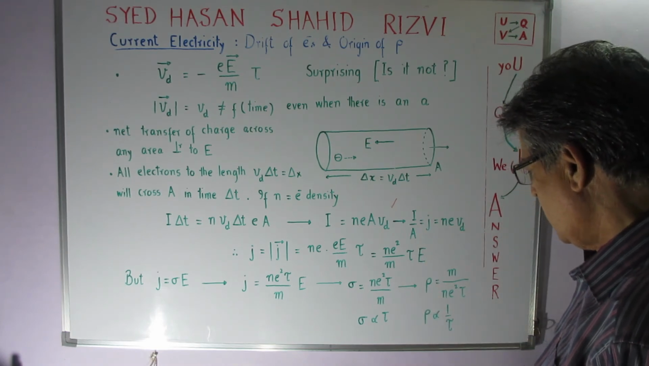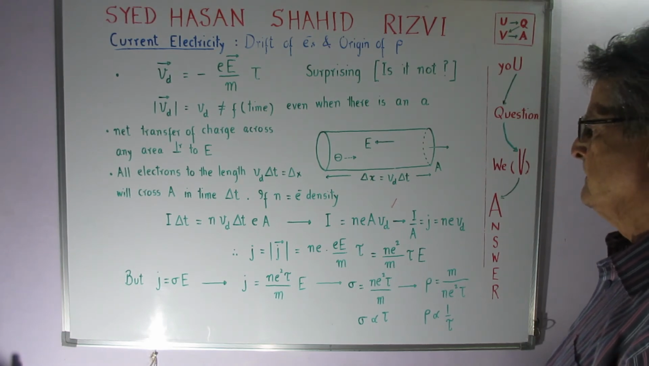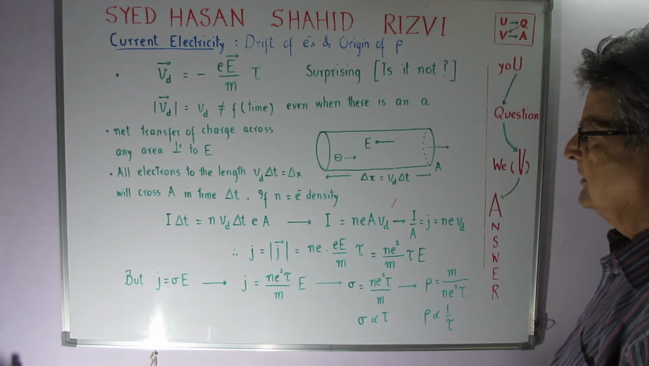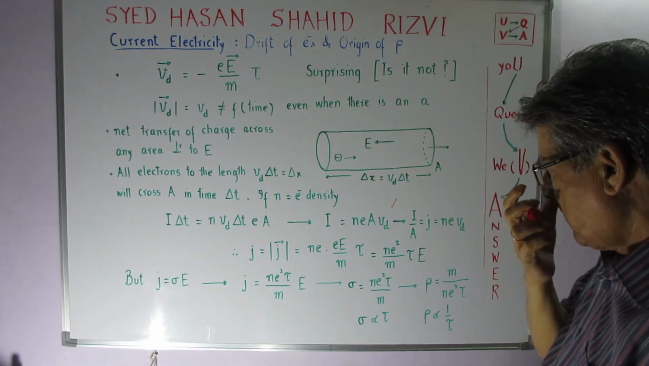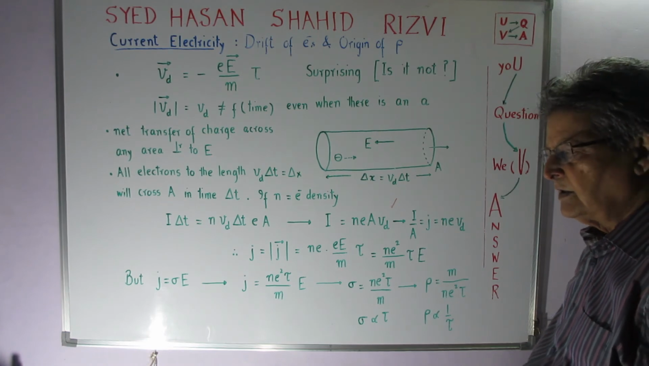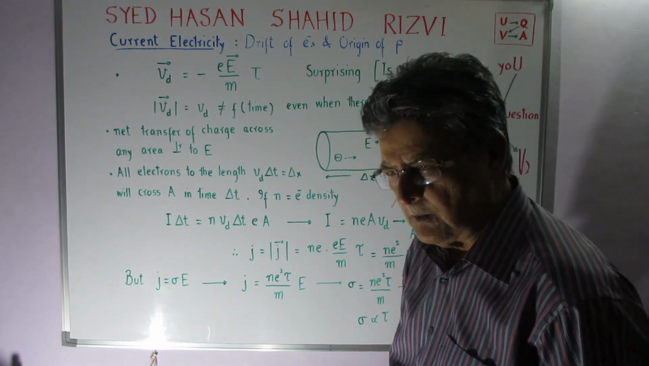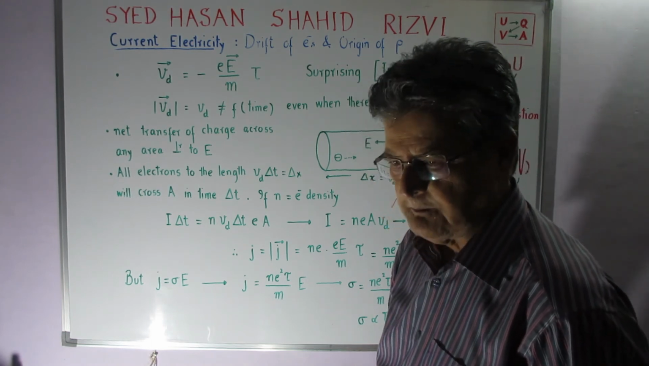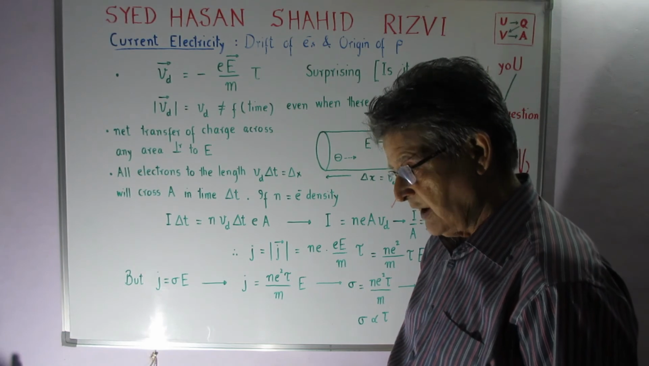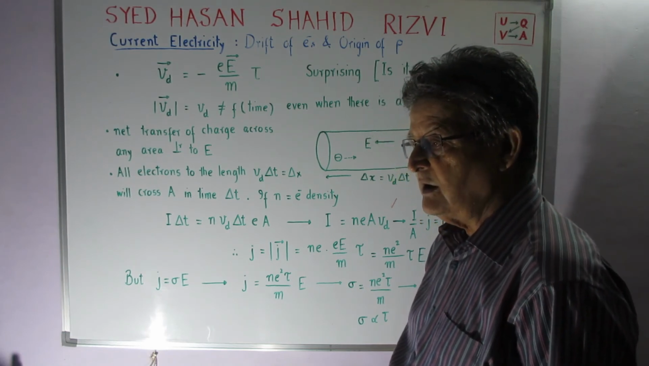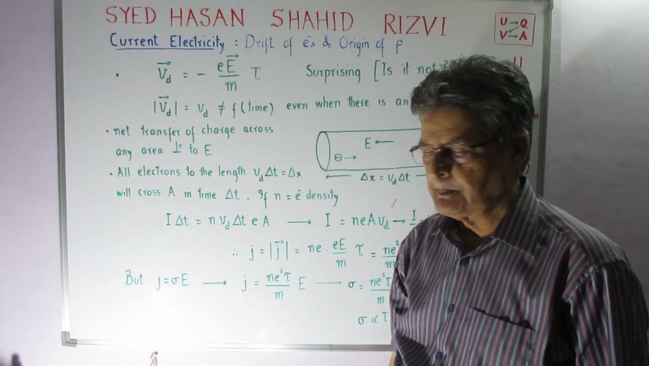Now friends, I can therefore calculate the drift velocity as E upon m into tau, and the value turns out to be very small, not even meters per second, a fraction of a centimeter per second. So the electrons are traveling at a pace which we can call snail's pace.